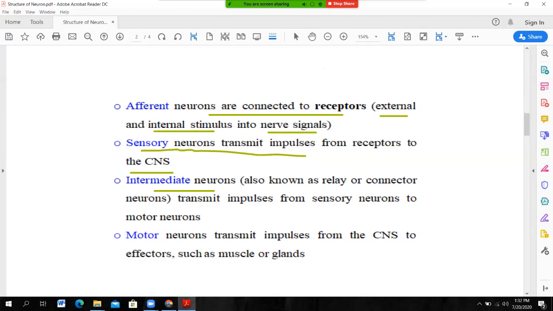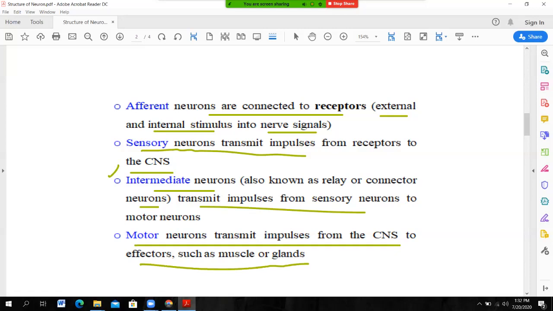Intermediate neuron, they are also called connector neuron. These intermediate neuron actually connect the two types of neurons, and information or messages or impulses are transmitted from sensory neuron to other neuron by means of intermediate neuron. Motor neuron, they transmit impulses from the central nervous system to the effectors, and the effectors may be muscles or glands.